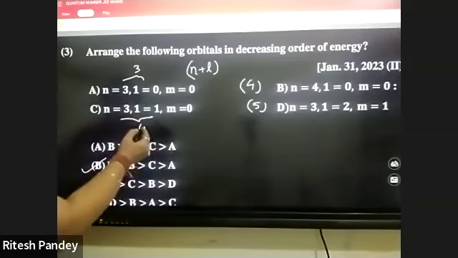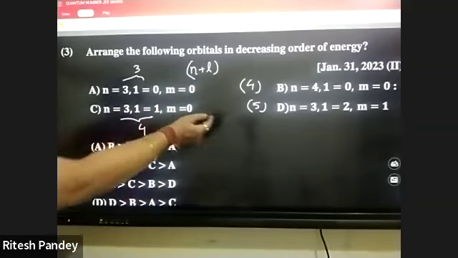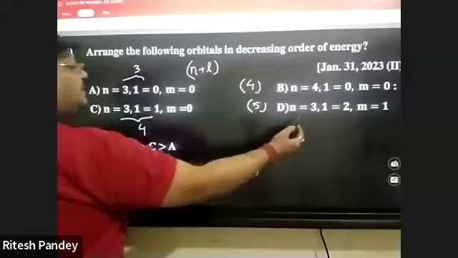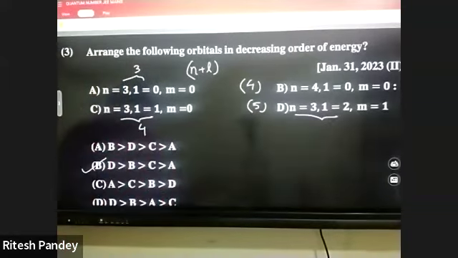So it's going to be A, and then C and B with a common value 4. C will be lesser than B, and then D with the maximum value of n plus L will have the maximum energy. This is 5, I reckon. We'll want to move on to the next question. I hope I'm being understood.